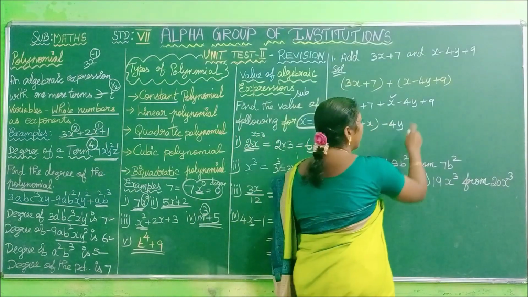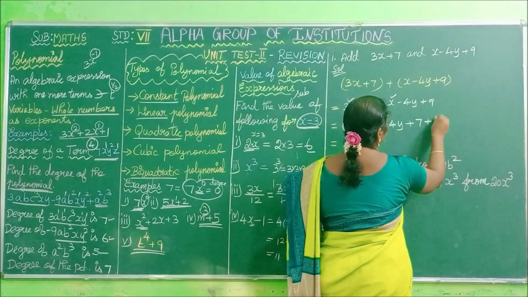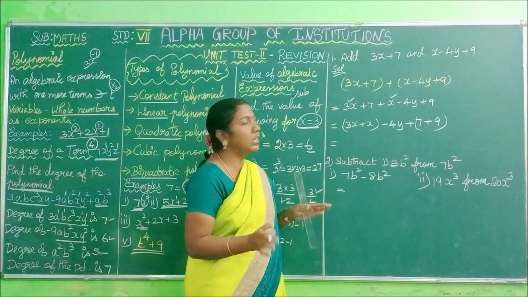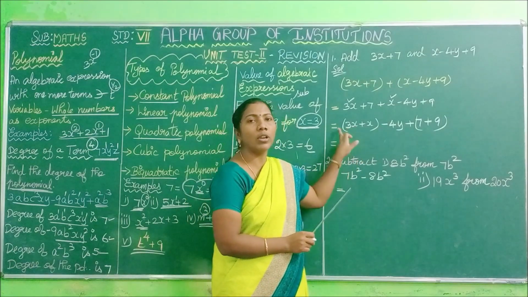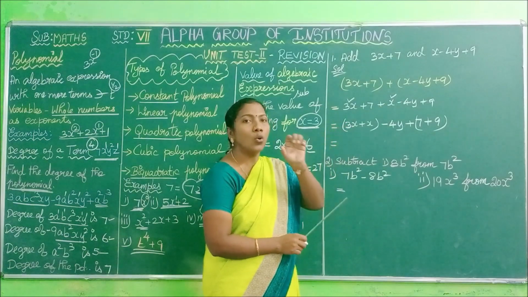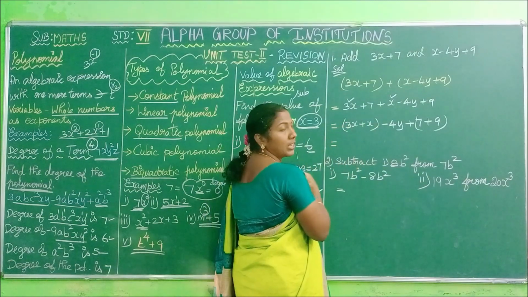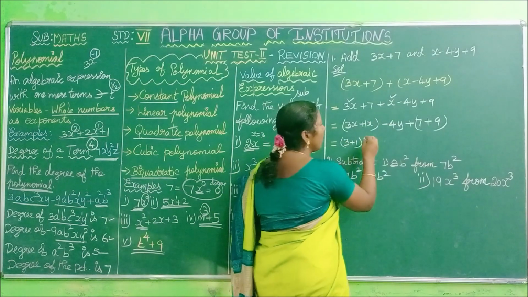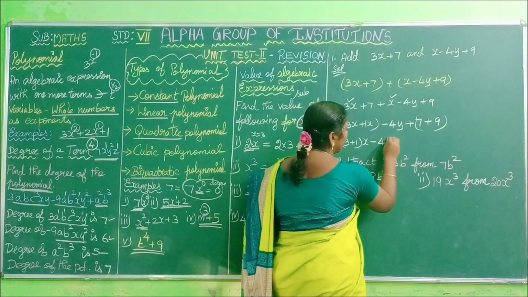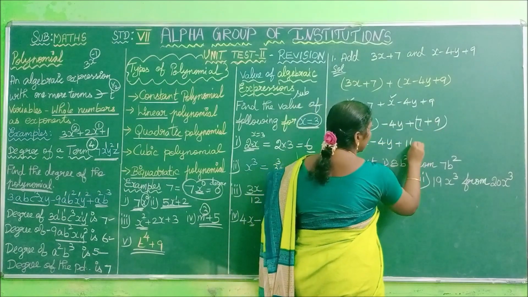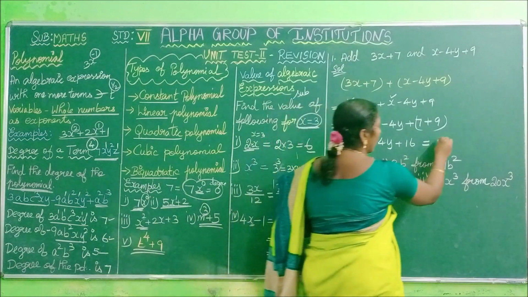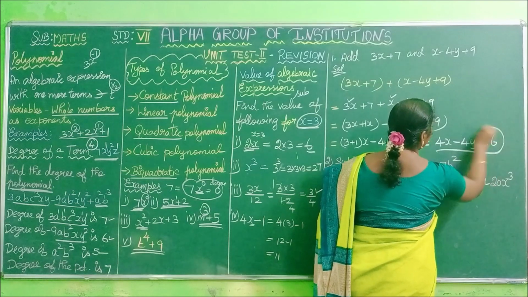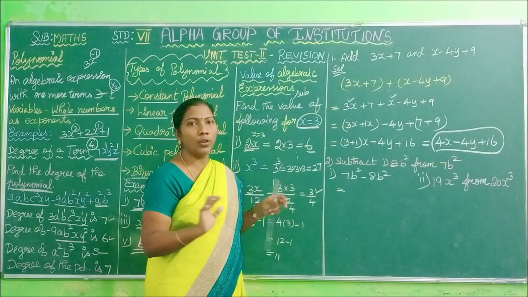Next, what is the number here? 7. So collect the constants together. 7 plus 9. Thus we have grouped the like terms. Next we are going to add the like terms. How can we add the like terms? By adding their coefficients. What is the coefficient of x here children? 1. So 3 plus 1. Beside the bracket you have to write the variable x, minus 4y right as it is. 7 plus 9 is 16. So 3 plus 1, what is your answer? 4x minus 4y plus 16. So this is your answer. Thus we have added the given two expressions.